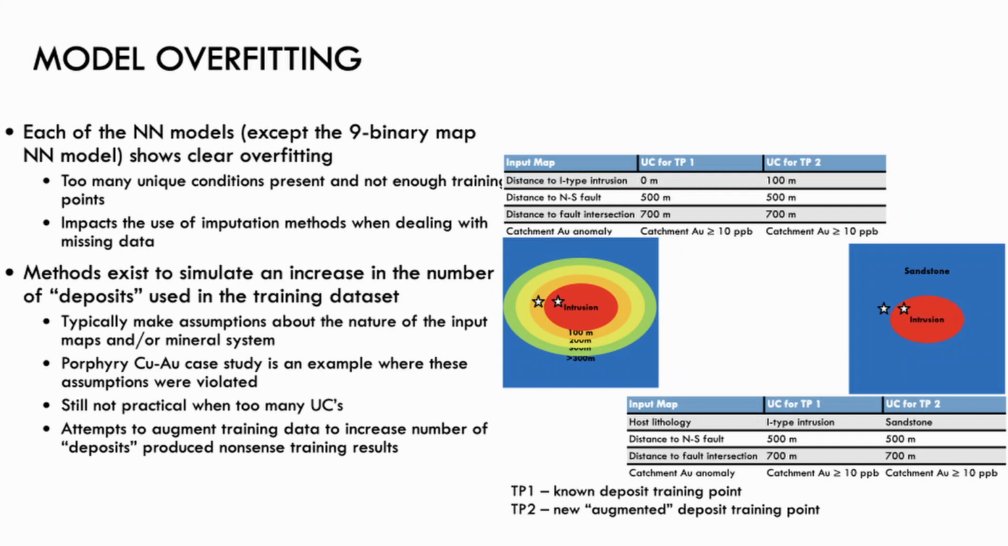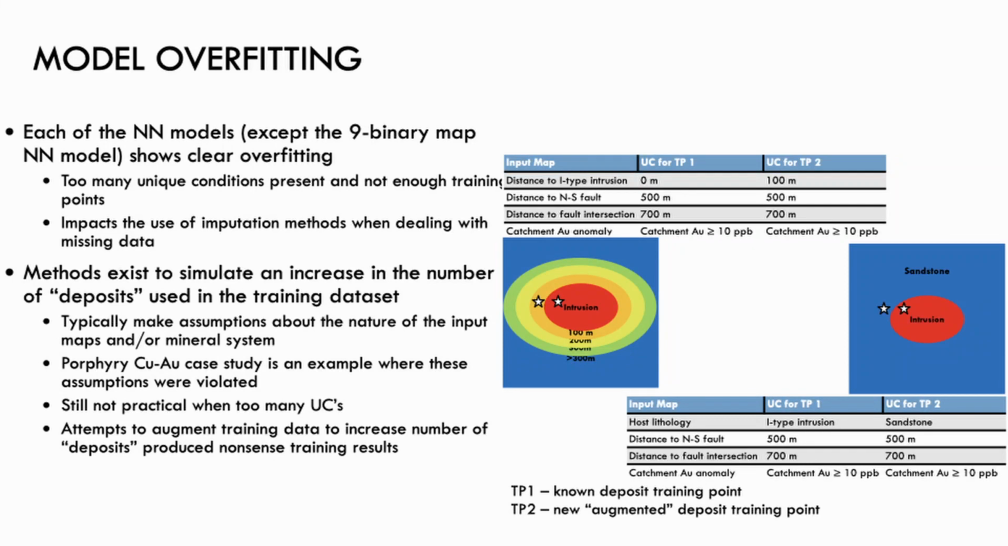If we then move to a mineral system where it's the host rock which is important and it's not buffered, we have our training point at location 1. If we then put an augmented deposit training point at location 2, what we find, when we look at the unique conditions, is that the I-type intrusion is not geologically similar to a sandstone, so it's put the augmented training point into a geologically non-permissive setting.